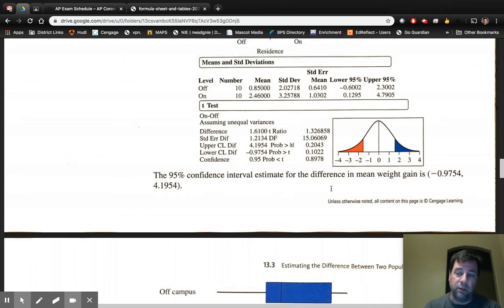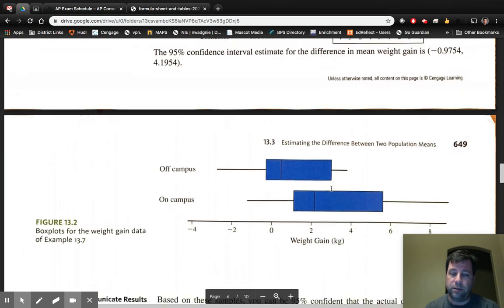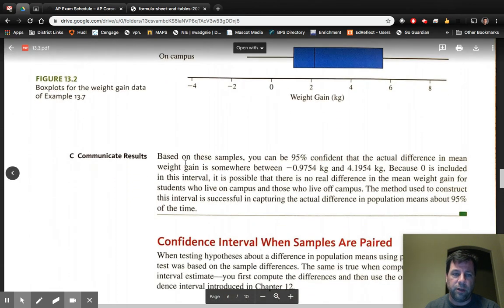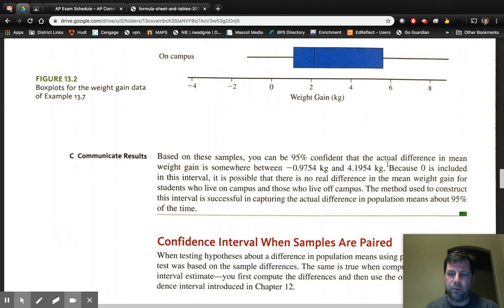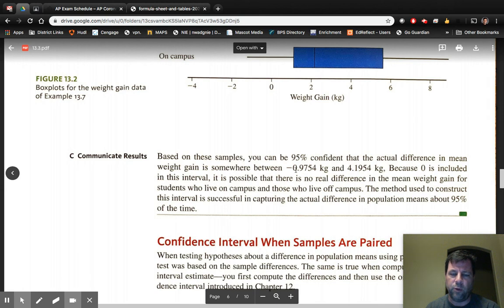That right there, it has zero in it. Because it has zero in it, it's hard for us to say there's a difference based on these rules. We can be 95% confident the actual mean difference is somewhere between negative 0.9 and 4.0. Because zero is included, it's possible there's no real difference in the mean weight gain for students who live on campus and those who live off campus.